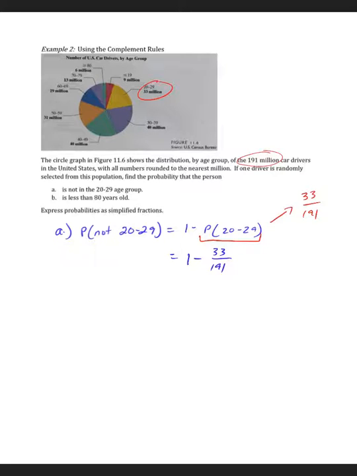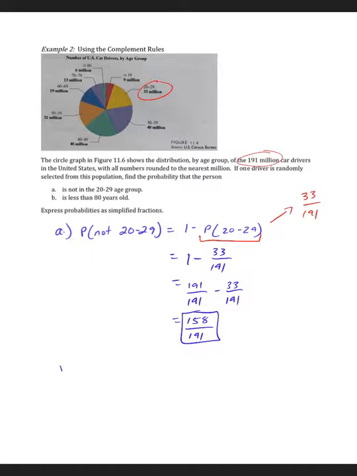Again, you can use your calculator. I'm going to change 1 to be 191 over 191, and we're subtracting 33 over 191. Subtract across the numerators, 191 minus 33 is 158, divided by 191. Make sure that doesn't simplify, and we leave it as that.